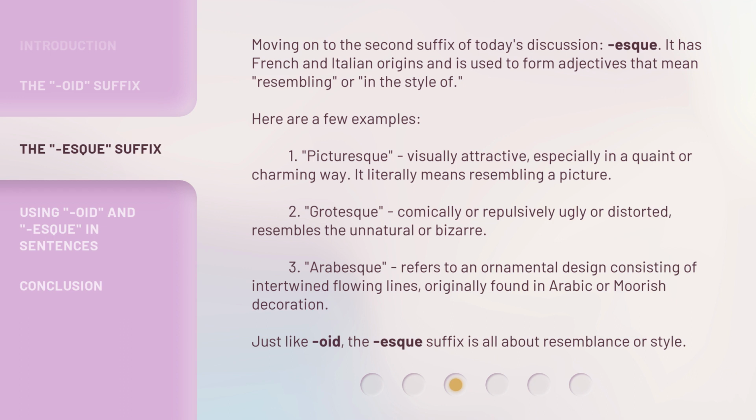1. Picturesque, visually attractive, especially in a quaint or charming way. It literally means resembling a picture. 2. Grotesque, comically or repulsively ugly or distorted, resembles the unnatural or bizarre. 3. Arabesque, refers to an ornamental design consisting of intertwined flowing lines, originally found in Arabic or Moorish decoration. Just like OID, the ESC suffix is all about resemblance or style.